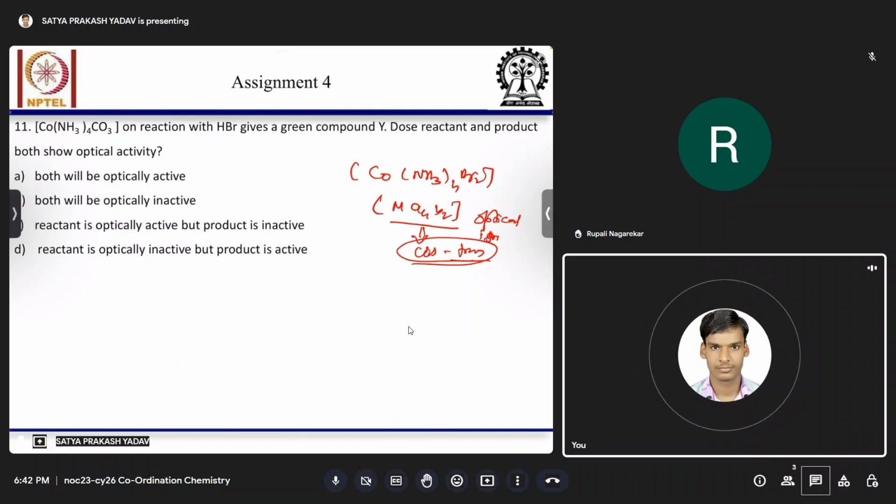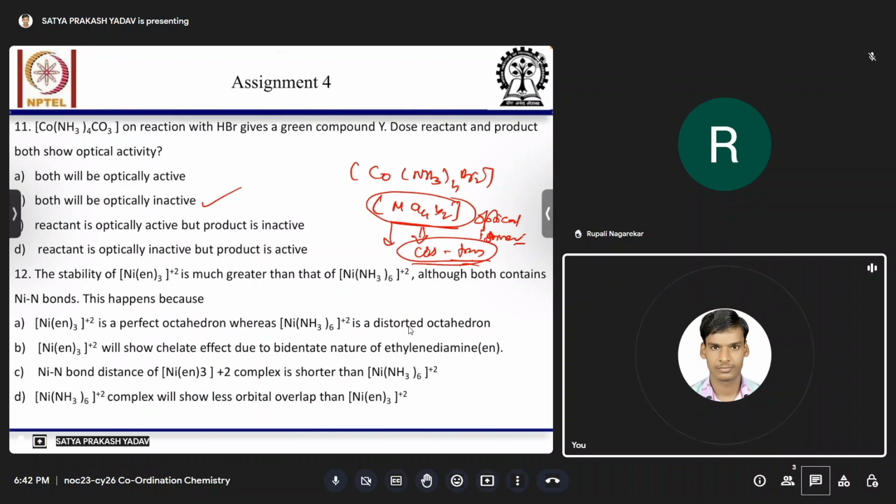Ma4B2 kind of complex will not show optical isomerism. What kind of complex will show optical isomerism? Somewhere an M(AB)3 kind of complex, where we have two forms, delta and lambda, and both will be optically active.